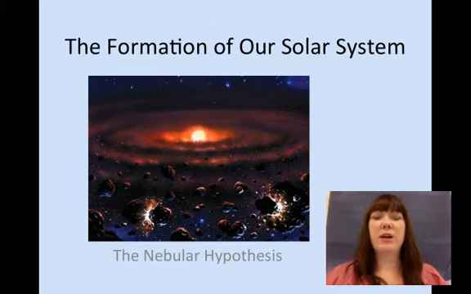Today we are going to be talking about the formation of the solar system, and this is commonly known as the nebular hypothesis. And so we're going to talk about where our solar system came from and how the different objects in our solar system were all produced.